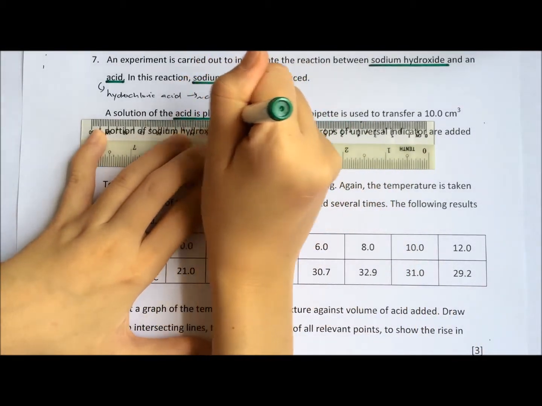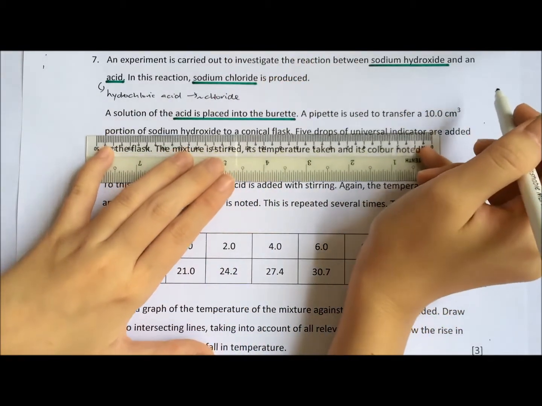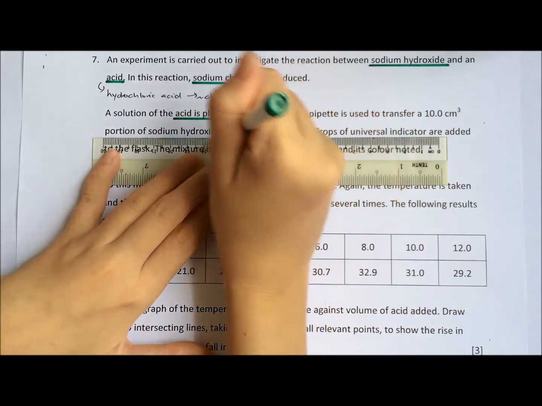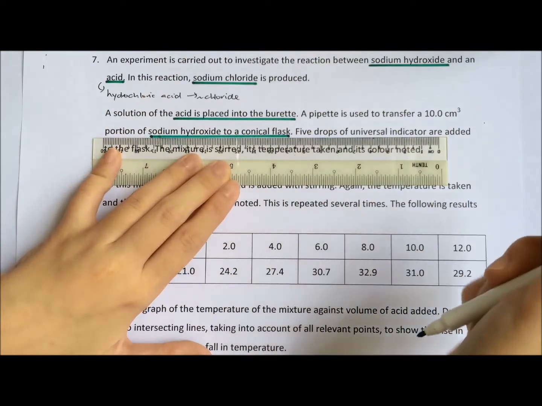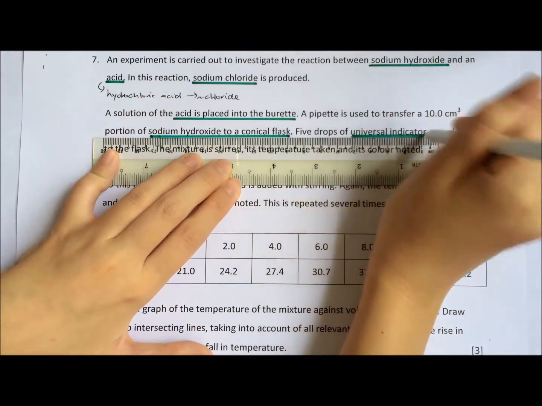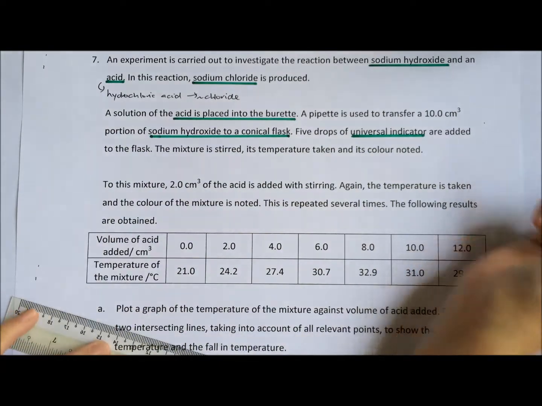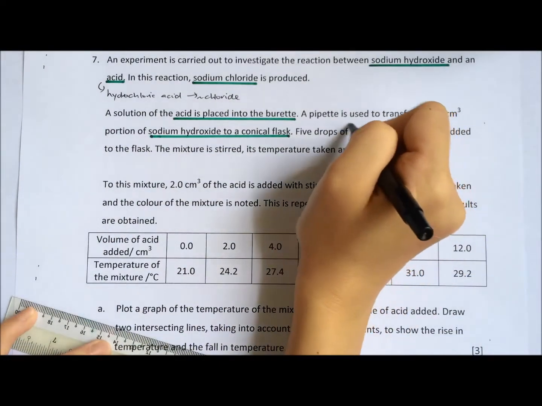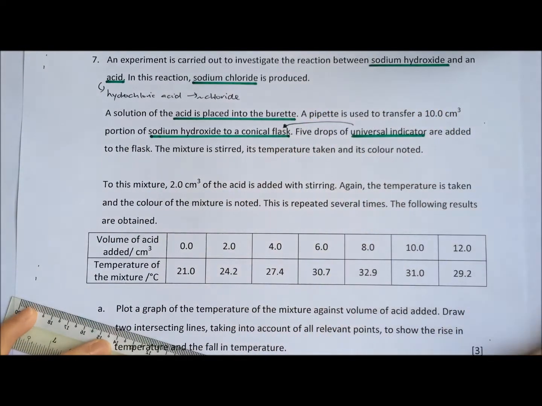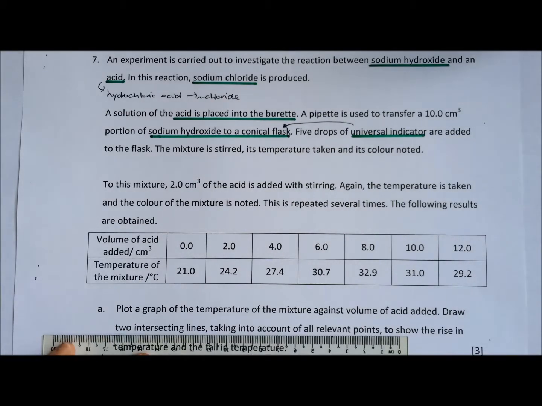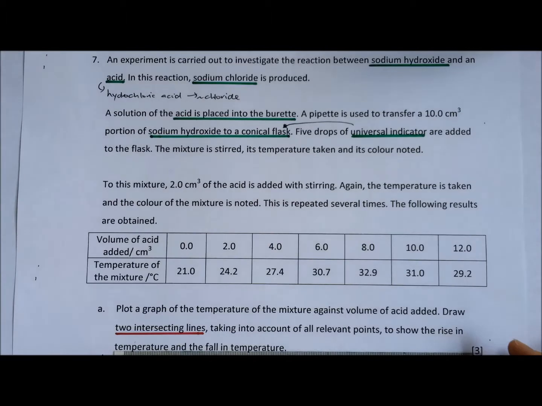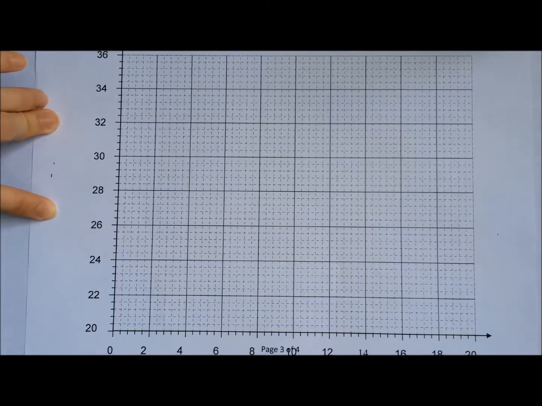Next, they tell you that acid is placed into the burette, while sodium hydroxide is placed into the conical flask. A universal indicator is used instead of the common methyl orange. So universal indicator is placed in the conical flask. When we look at the graph, it says draw two intersecting lines. That means you must draw two lines that will cross each other, two straight lines.